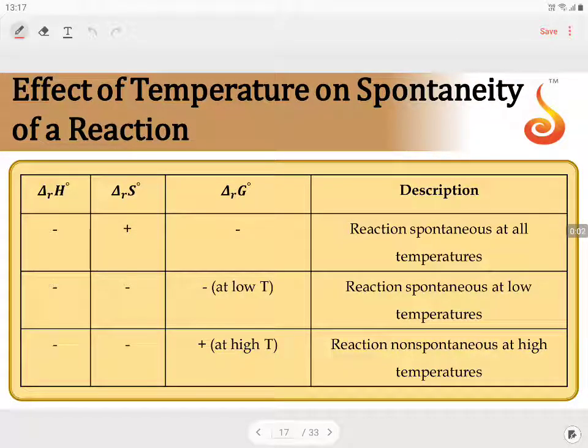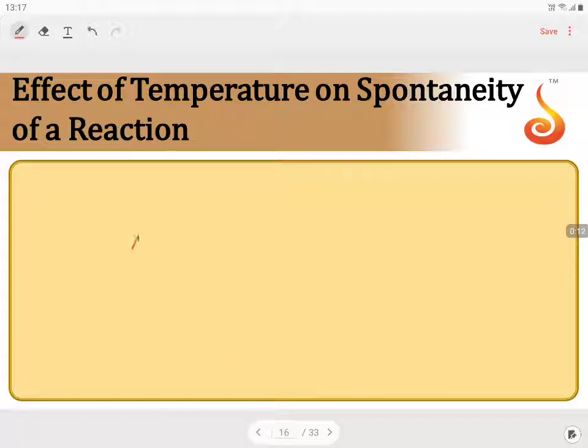Effect of temperature on spontaneity of a reaction. Delta H, delta S, and delta G. We know delta G is equal to delta H minus T delta S.